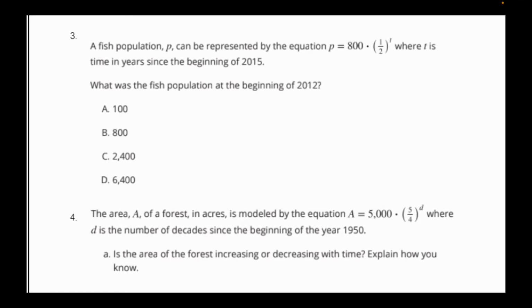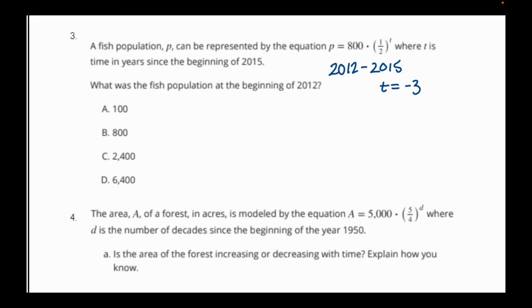What was the fish population at the beginning of 2012? Now, if this is years, and our fish population was measured in 2015, 2012 minus 2015 is how you can tell how many years it was ago, or you can just count, but this is going to be 3 years prior, so we want the time to be -3. And so that is what we would plug in for T in this situation.